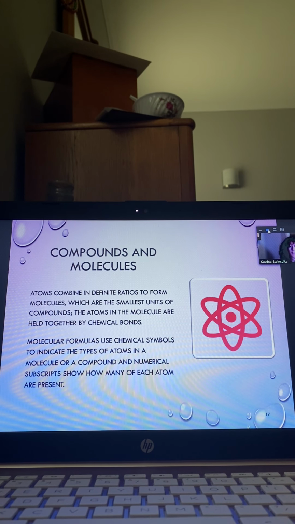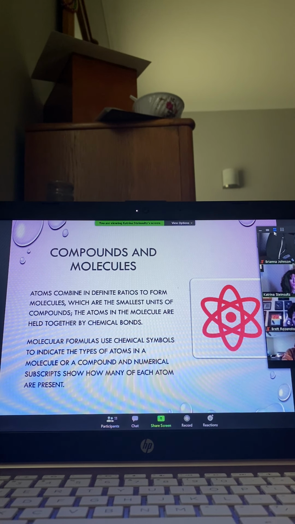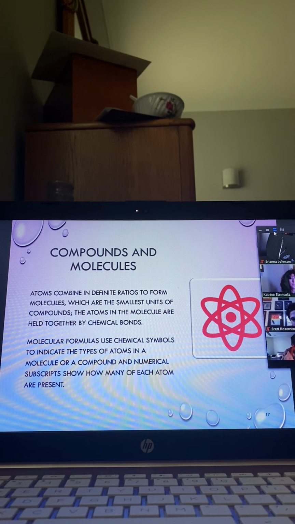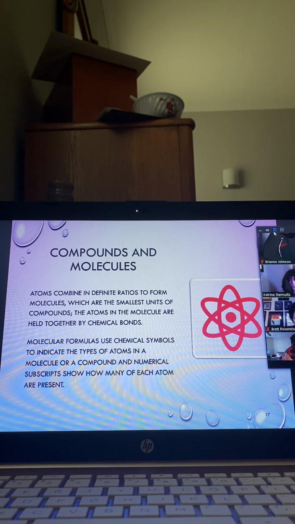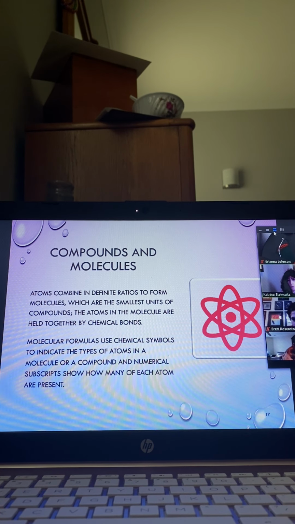So I'm trying to click on something else and I'm moving my slides here. But I talk about compounds and molecules. So we've talked about our basic atomic structure, and how we get positive and negative charges in our atoms, and isotopes and ions and things like that. Now we're talking about some of the combinations that we see the most. Different combinations, different ratios, we're going to form molecules, which are the smallest unit of compound. So, for instance, water, H2O, would be considered a molecule. That's a molecule of water.